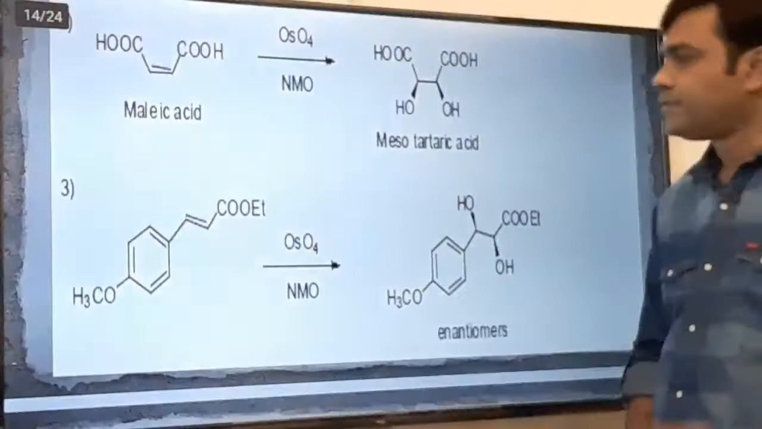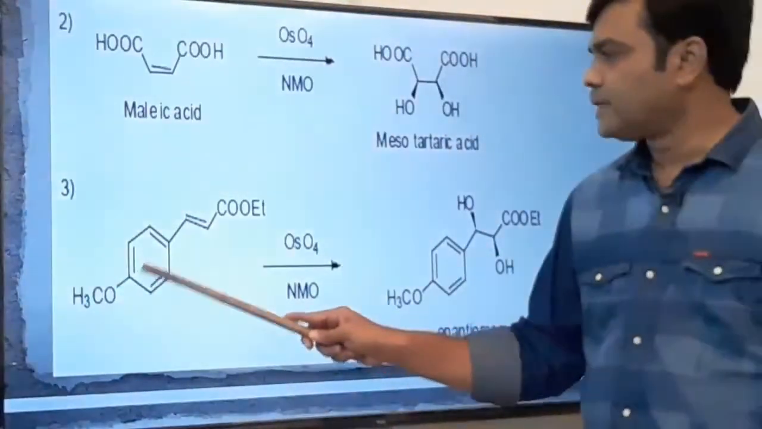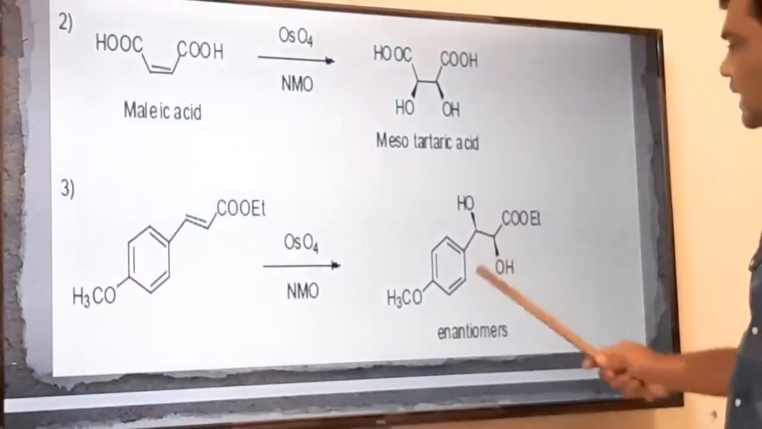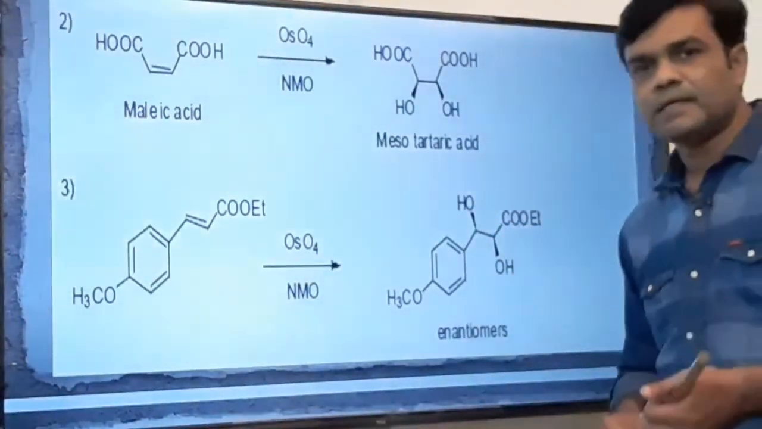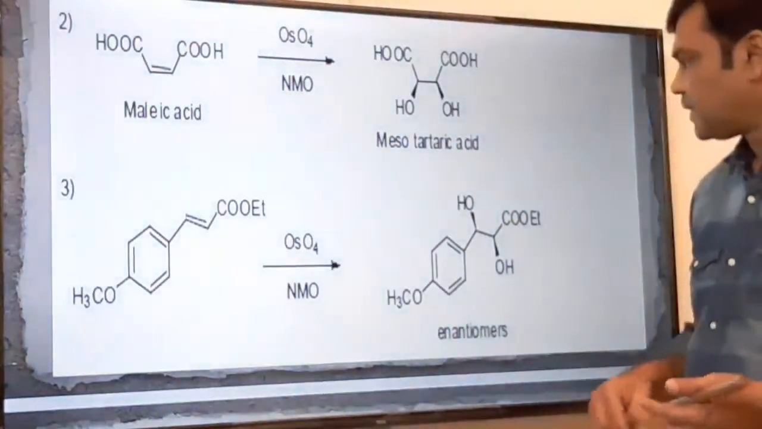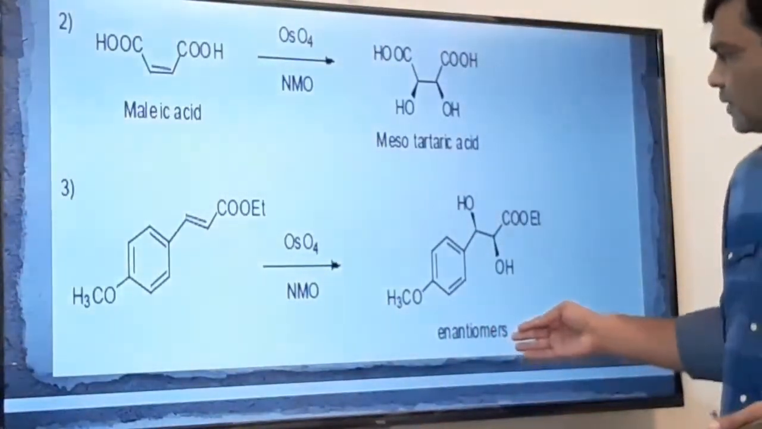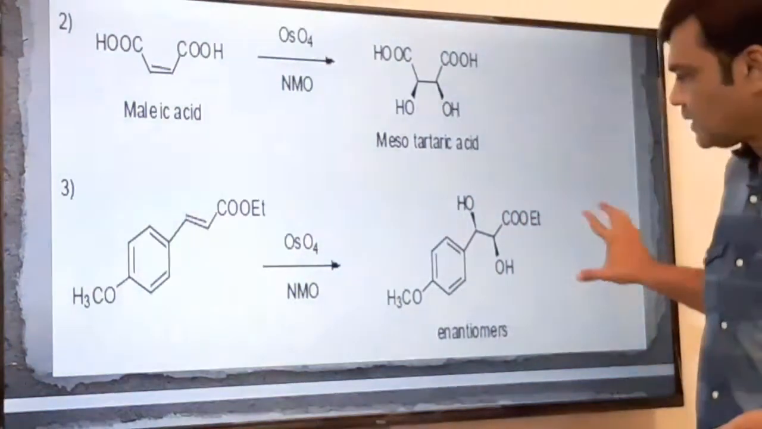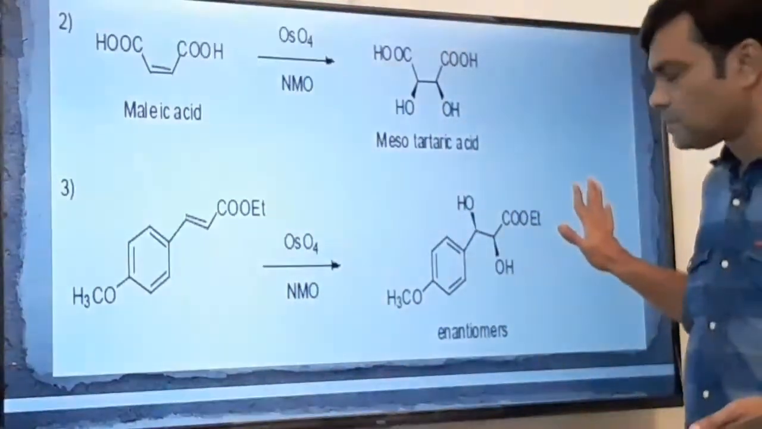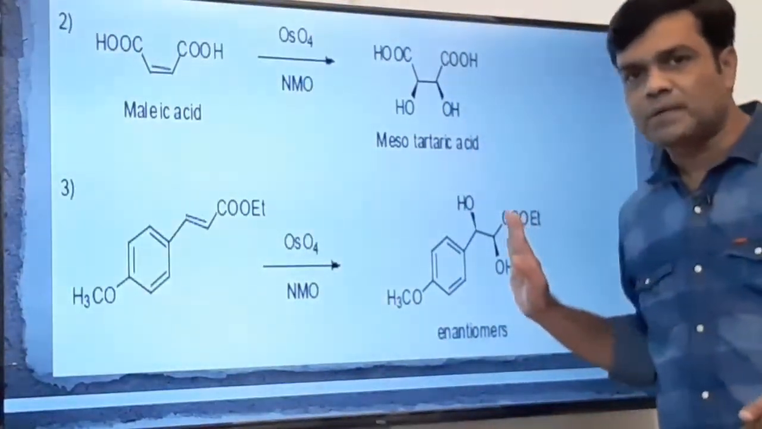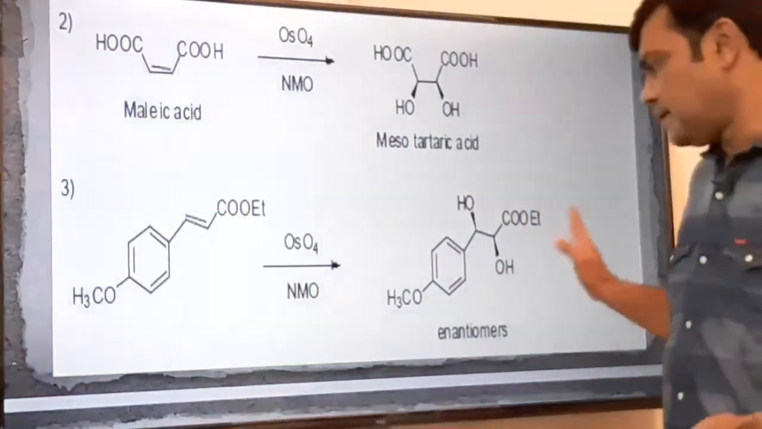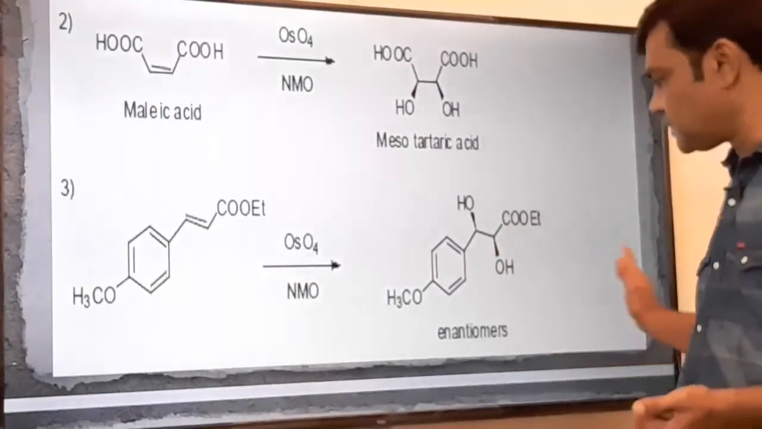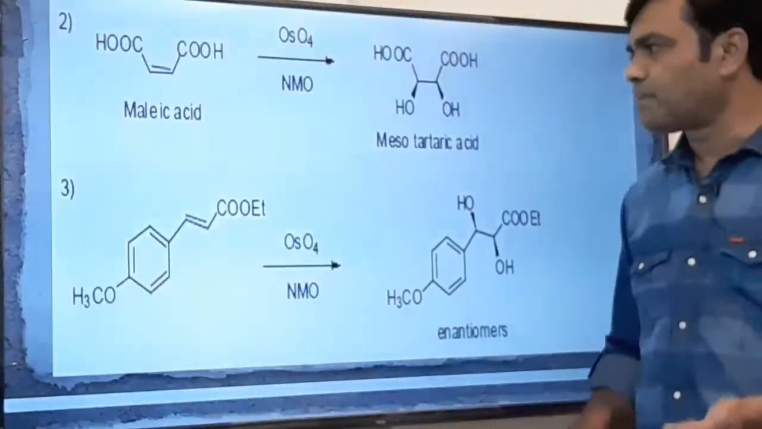Now this is one example, see, this is the carbon-carbon double bond. Here diol formation takes place, and these two OH groups are on the same side, that is Z, having the Z configuration. Here also you will get a pair of enantiomers. Here the two OH groups are on this side. You can write another enantiomer, and these two enantiomers are mirror images of each other and non-superimposable, and a racemic mixture is obtained if 50% of this and 50% of the other enantiomer is formed there.